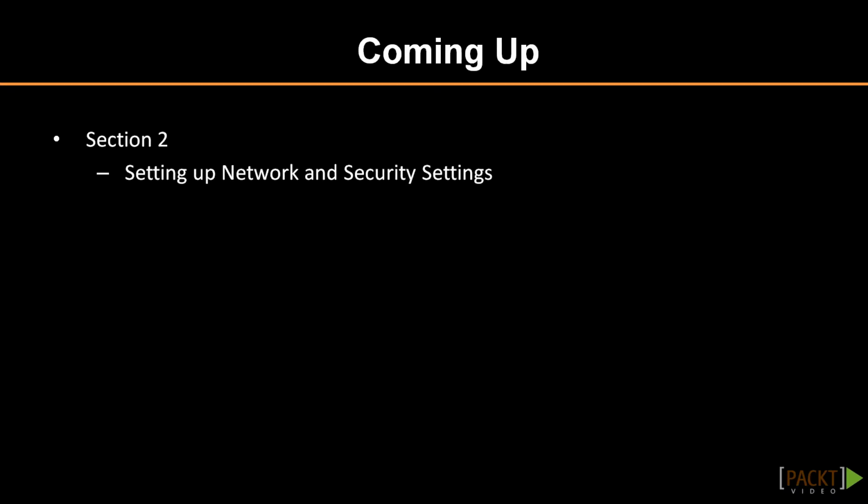Coming up in the next section, we will go over Section 2, where we will talk about setting up your network and security settings for your EC2 instance for Amazon, getting them prepared for the Hadoop installation.